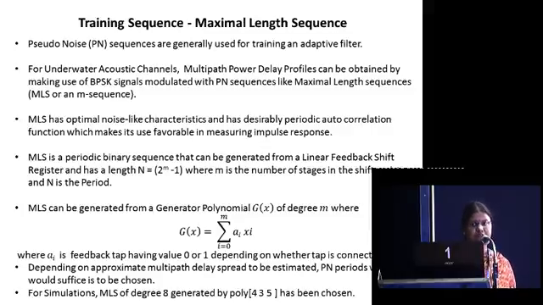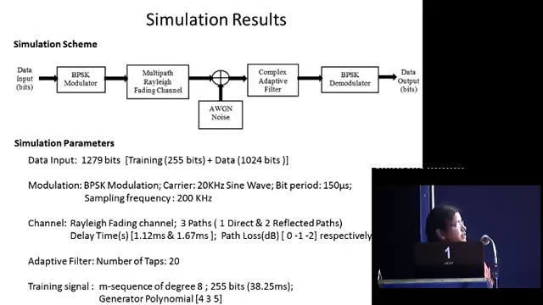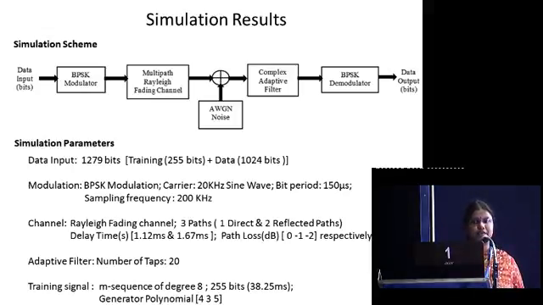Coming to the simulation part, the first picture shows the simulation scheme that I have used here. The input bits are BPSK modulated and pass through a Rayleigh fading channel, wherein AWGN noise is also introduced, which is then passed through an adaptive filter, which is an RLS adaptive filter, and the output is demodulated to get the data output. The performance of this filter is measured in terms of bit error rates. I will show you the comparison between bit errors without using the filter and using the filter.